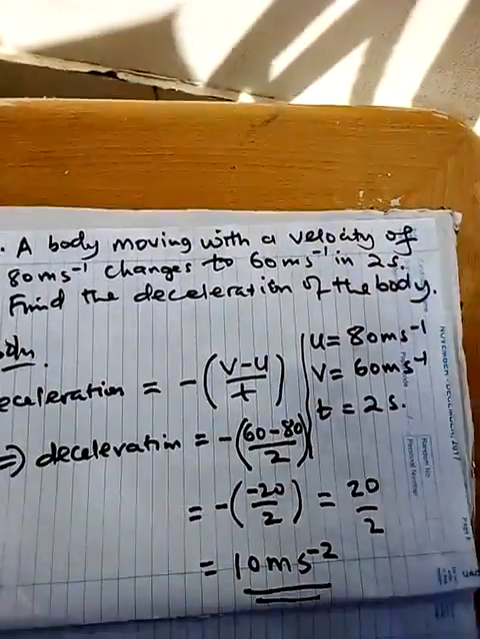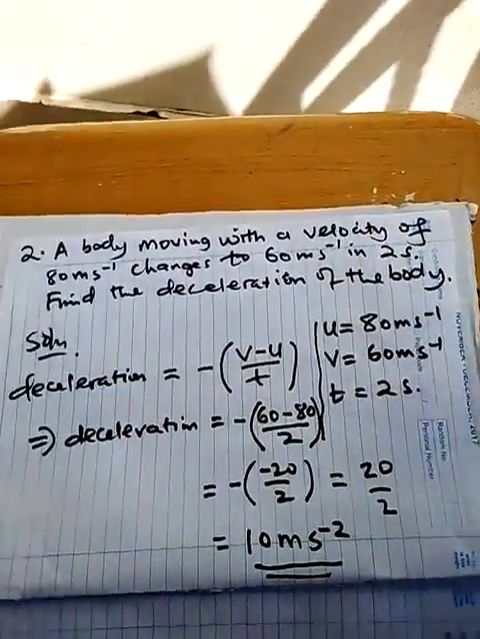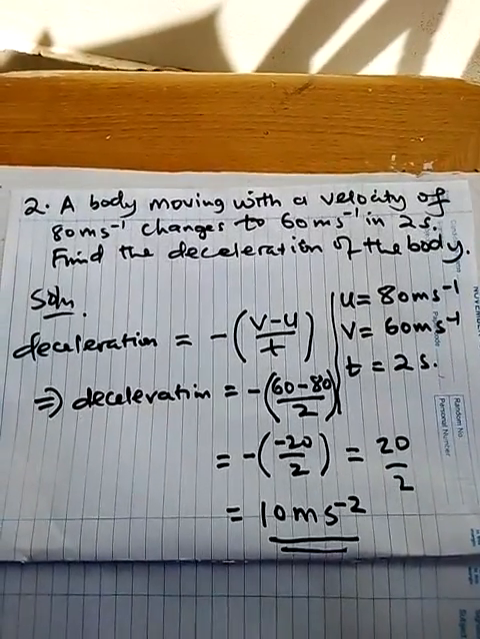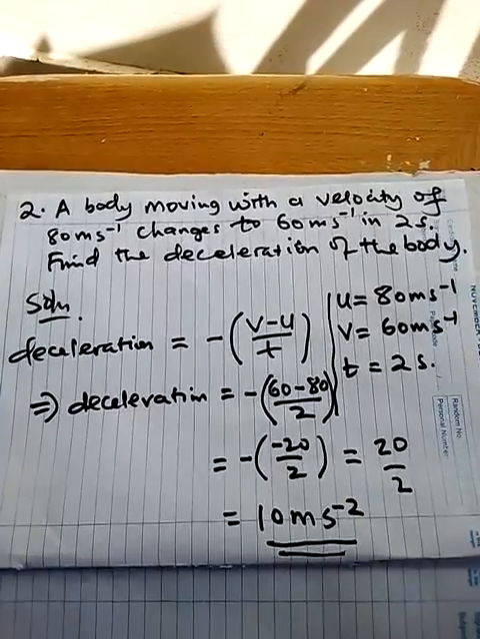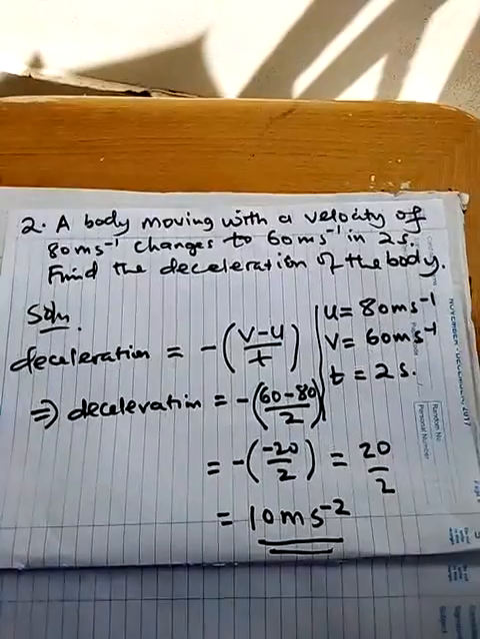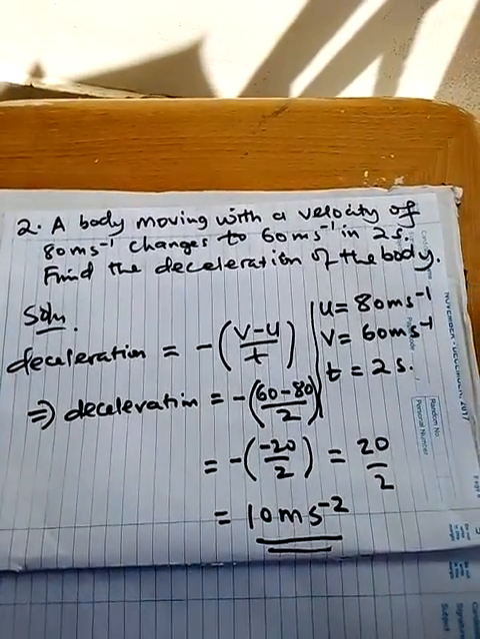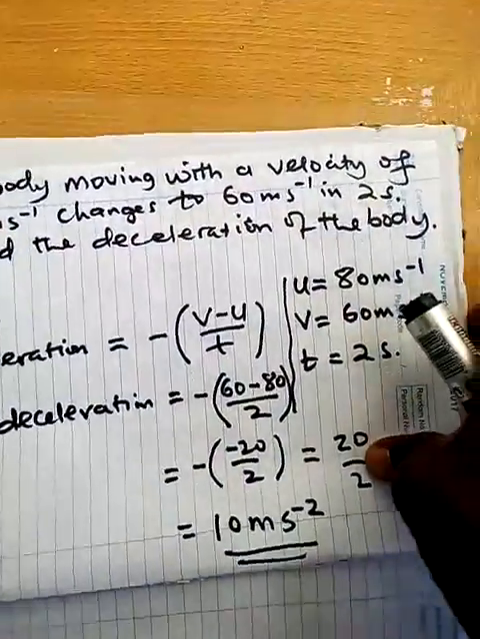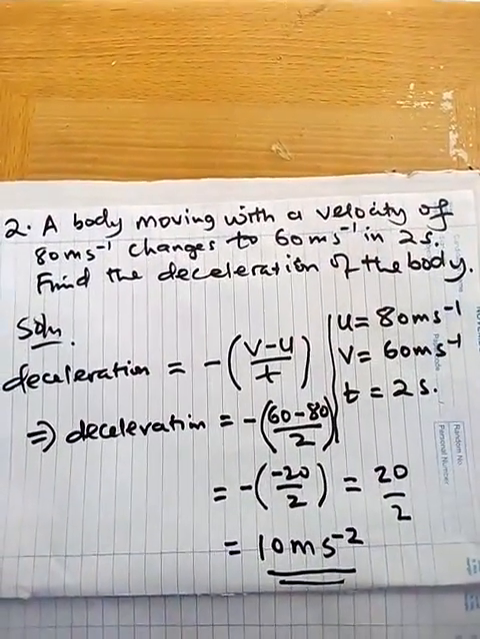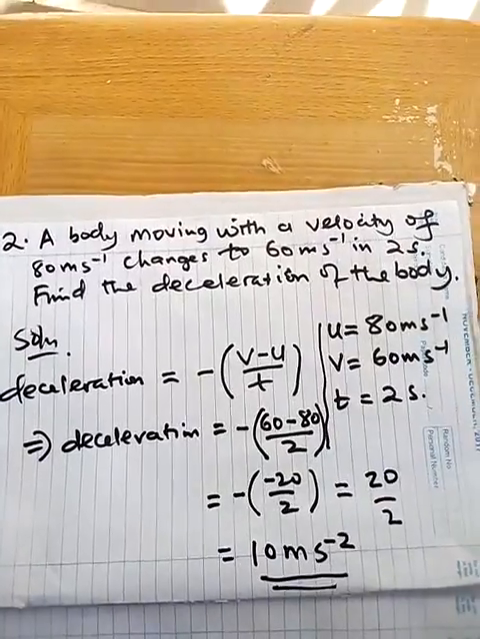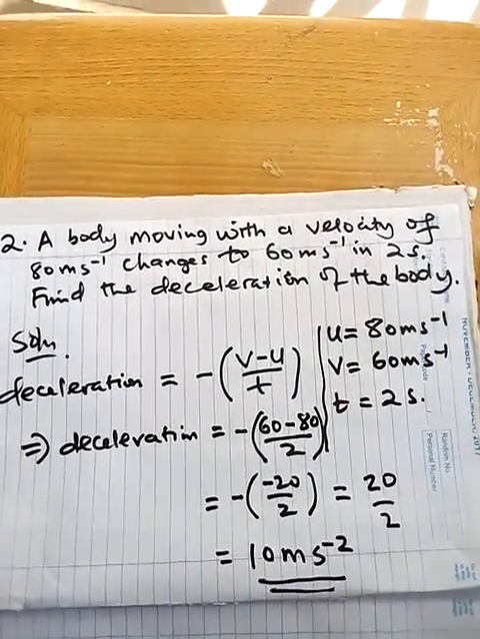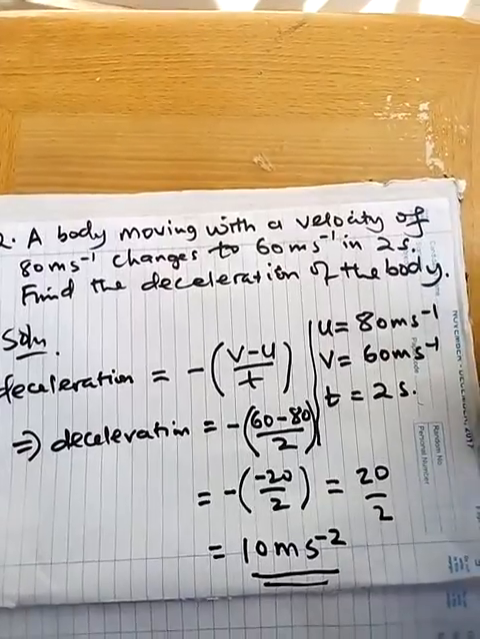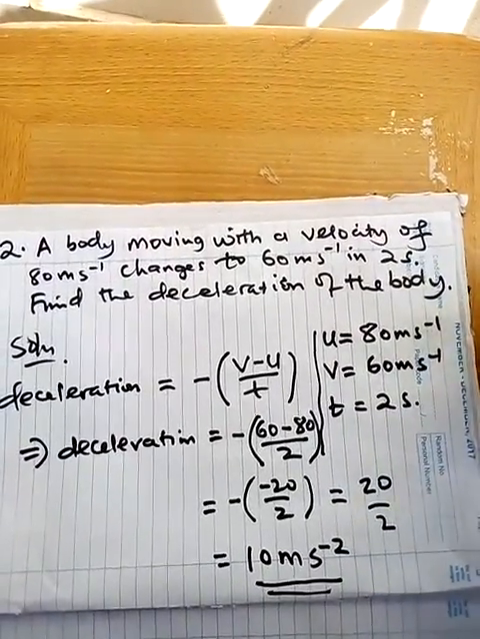Welcome. In our previous lesson, we ended with this particular calculation of retardation. We had a body moving with a velocity of 80 meters per second, changing to 60 meters per second in 2 seconds, and we were asked to find the retardation, which is very simple. For that matter, we said deceleration is equal to negative of (v minus u) divided by t, where the initial velocity u is equal to 80 meters per second, final velocity v is equal to 60 meters per second, and time taken is 2 seconds.